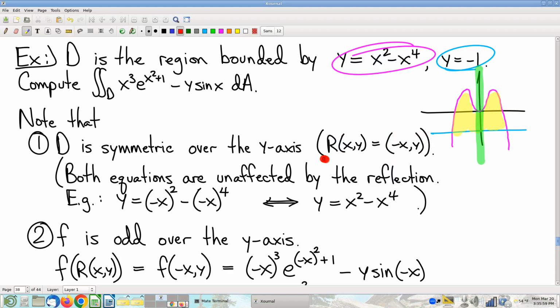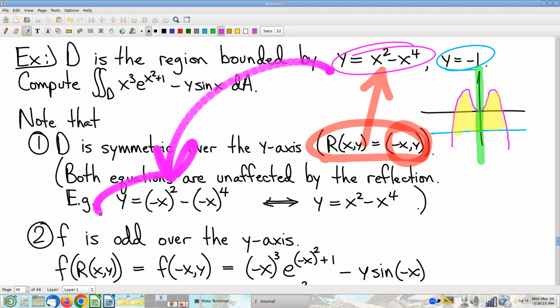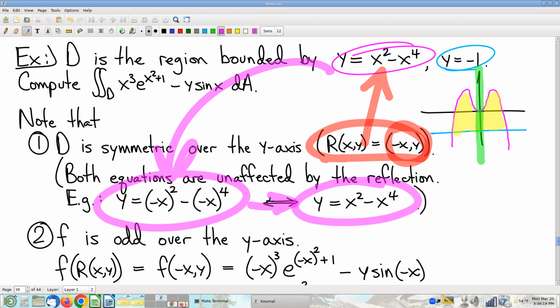Notice if you were to take this reflection and plug it, for example, into that equation. In other words, instead of using x and y, use negative x and y in that equation. This purple equation turns into this, which, of course, you can do some algebra, and lo and behold, it is the exact same equation. What this shows is that this purple curve is its own reflection, right?